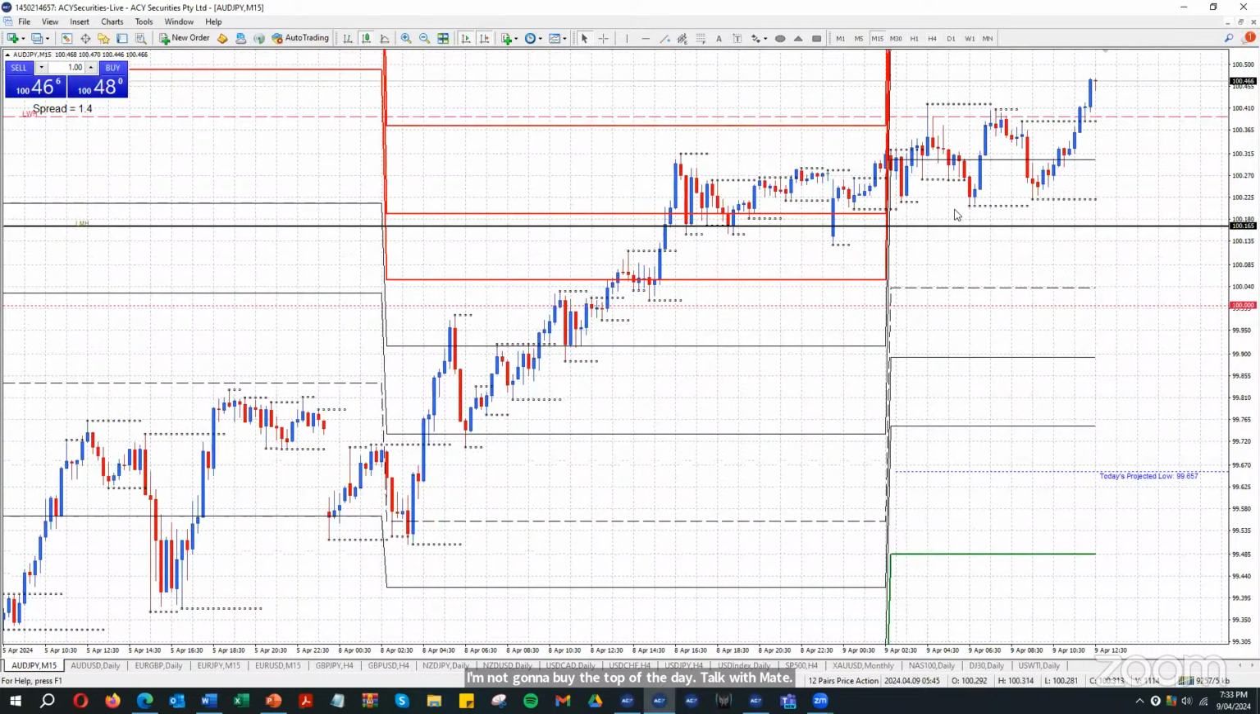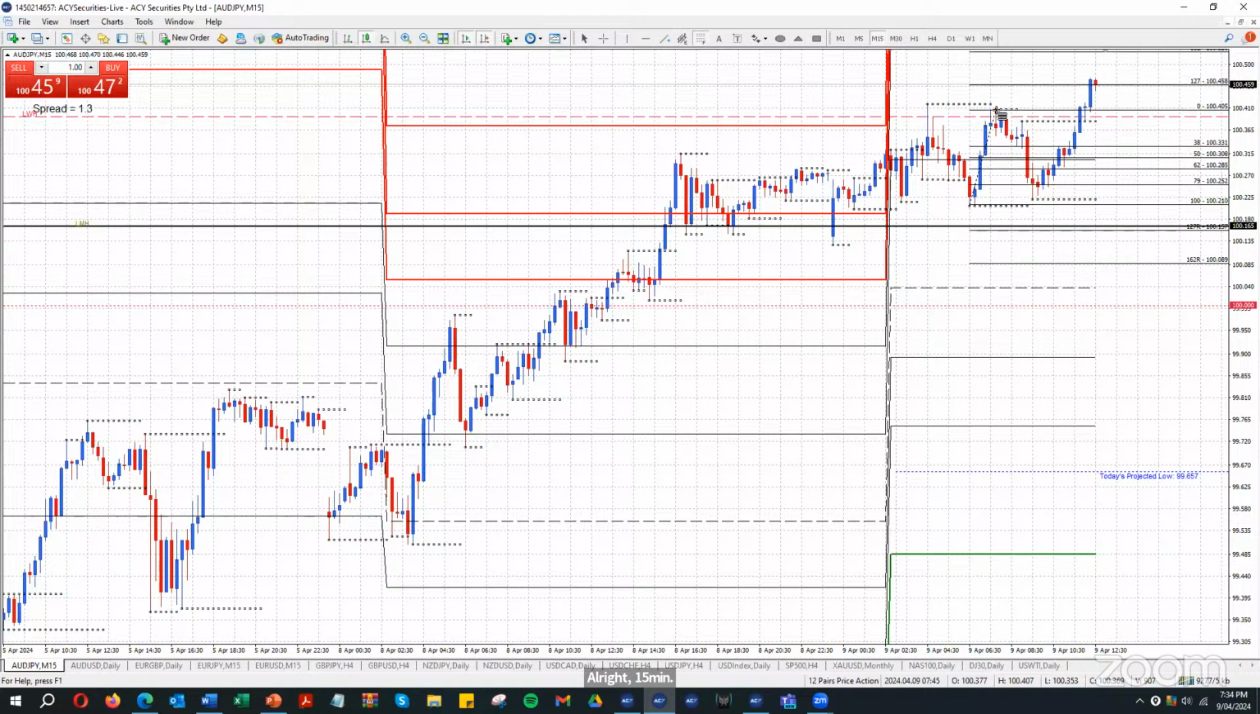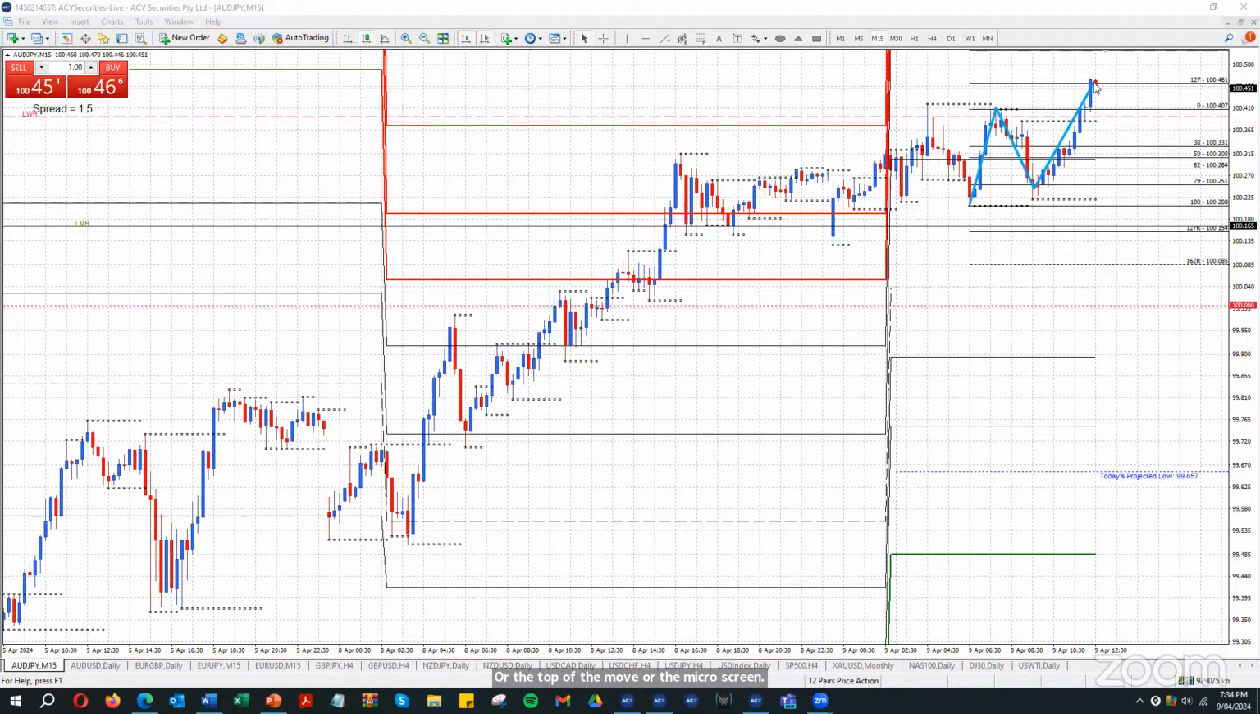All right, 15-minute. Or just the micro swings here. Or at the top of the move or the micro swing. Up 79%. Up at the 127 extension. So if you're trading that on the 15-minute chart at the moment, that's where you want to take profit. And it wouldn't be a bad idea because this is last week's high.